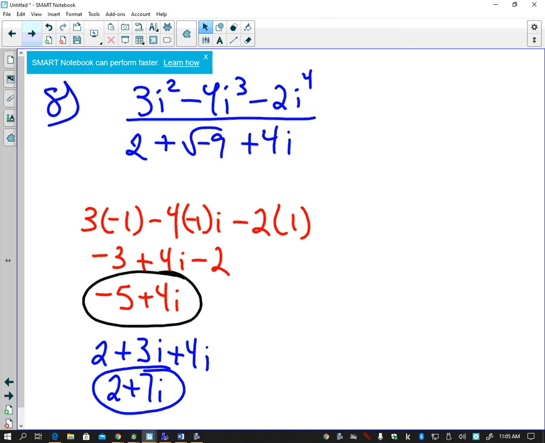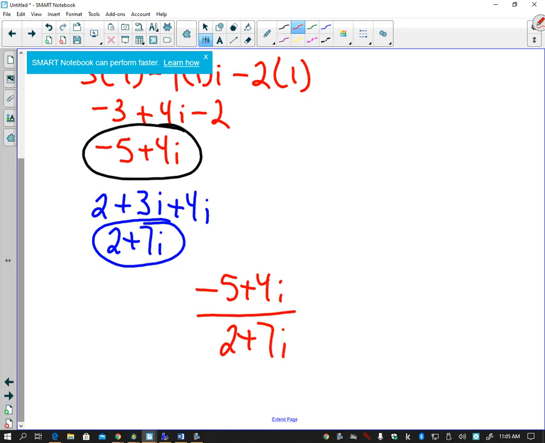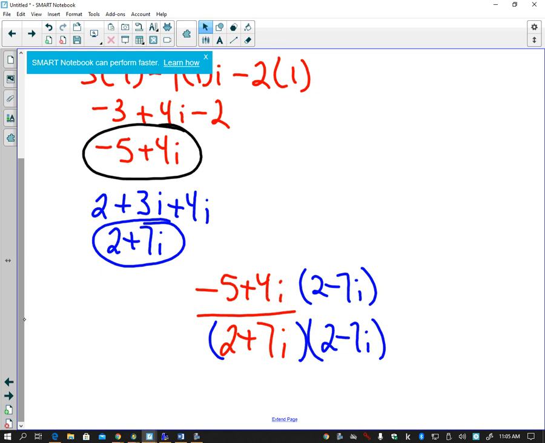Because we've seen questions like this that start out that way: negative 5 plus 4i over 2 plus 7i. What did I have to do to solve it? Multiply by the conjugate, and that's exactly what we do here. 2 minus 7i over 2 minus 7i. It's a long question to solve because now we have to FOIL the numerator and the denominator.